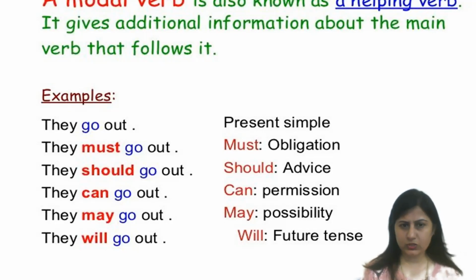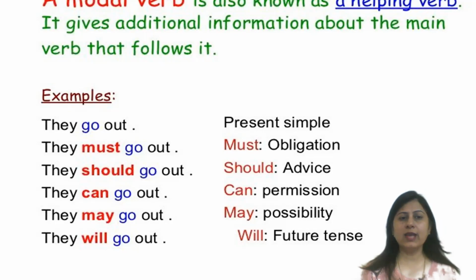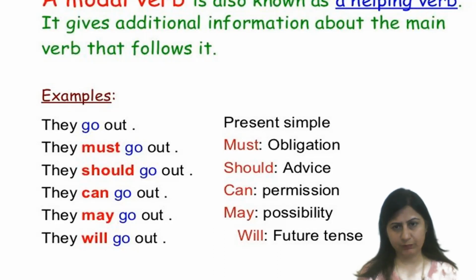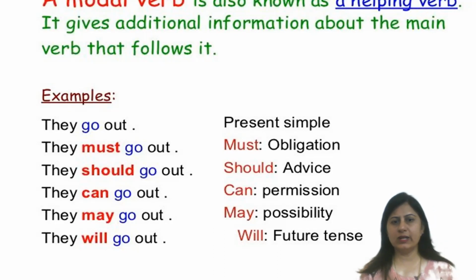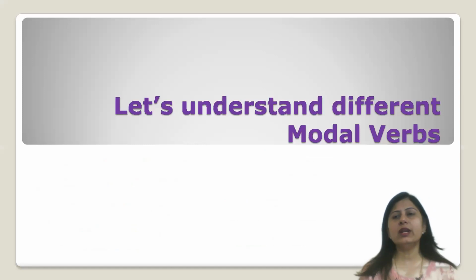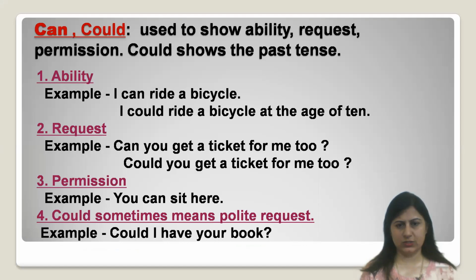They may go out. If I say may, it shows the possibility that they have a little possibility of going out. They will go out. It shows the future tense, that in future they will go out. So all these words, must, should, can, may, will, are modals which show different conditions like obligation, advice, permission, possibility, or simply a future tense. Let us understand further. Now there are different modal verbs as we discussed. Now let us understand how they are used.